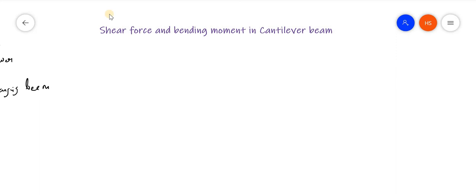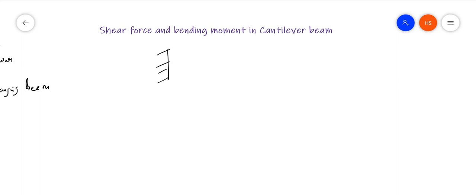So I am considering a cantilever beam. What is meant by a cantilever beam? A cantilever beam is a beam which has a support at one end only. An example of a cantilever beam is a sunshade.